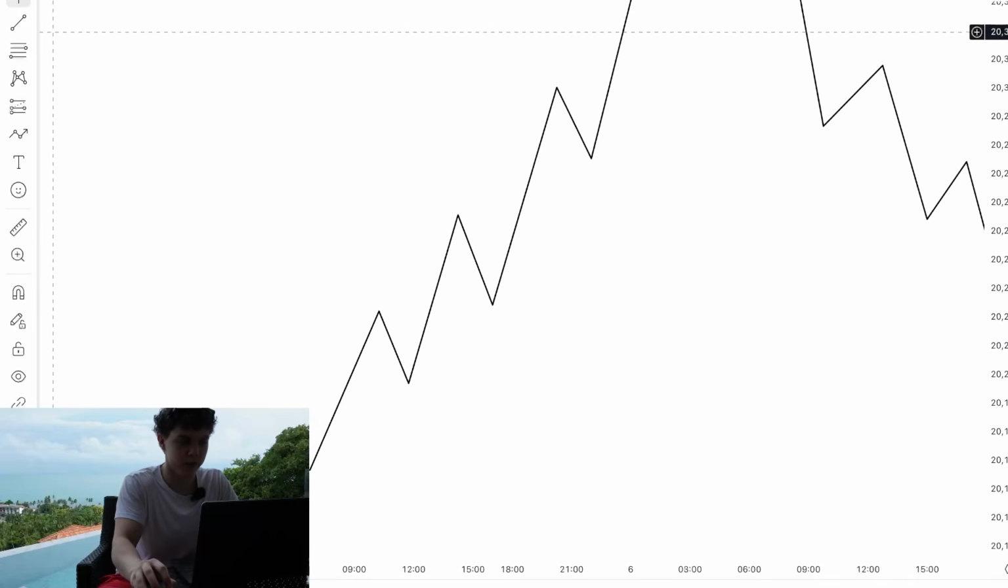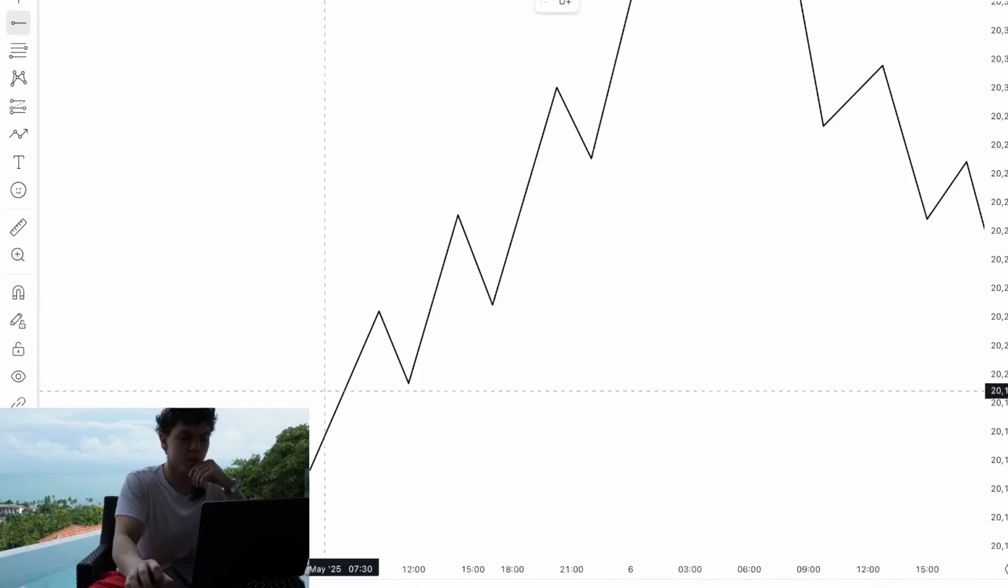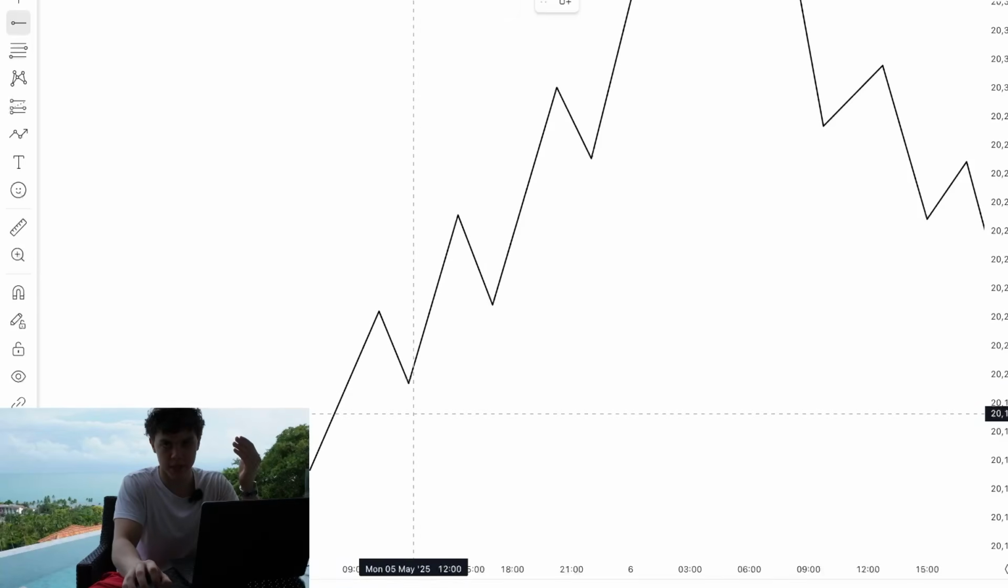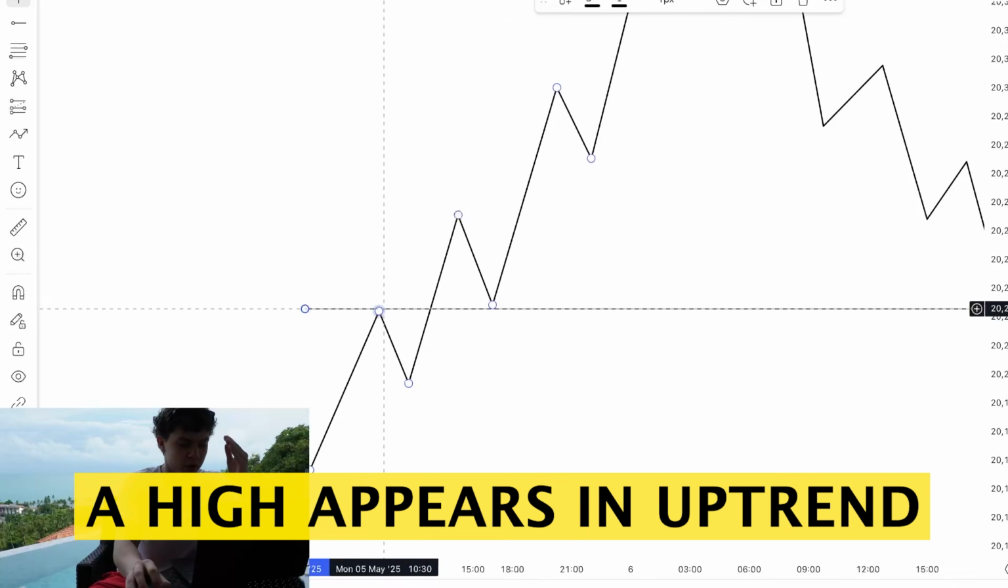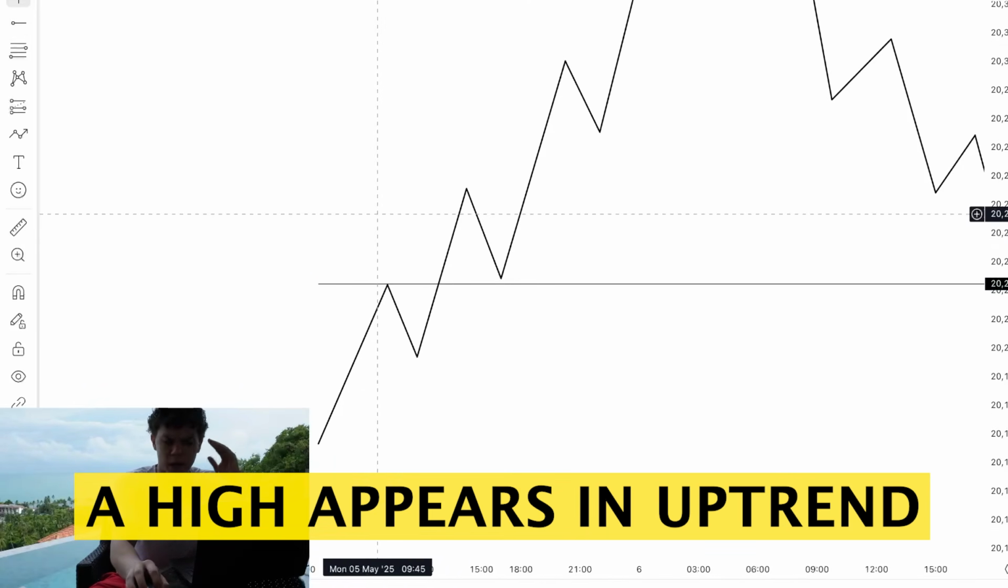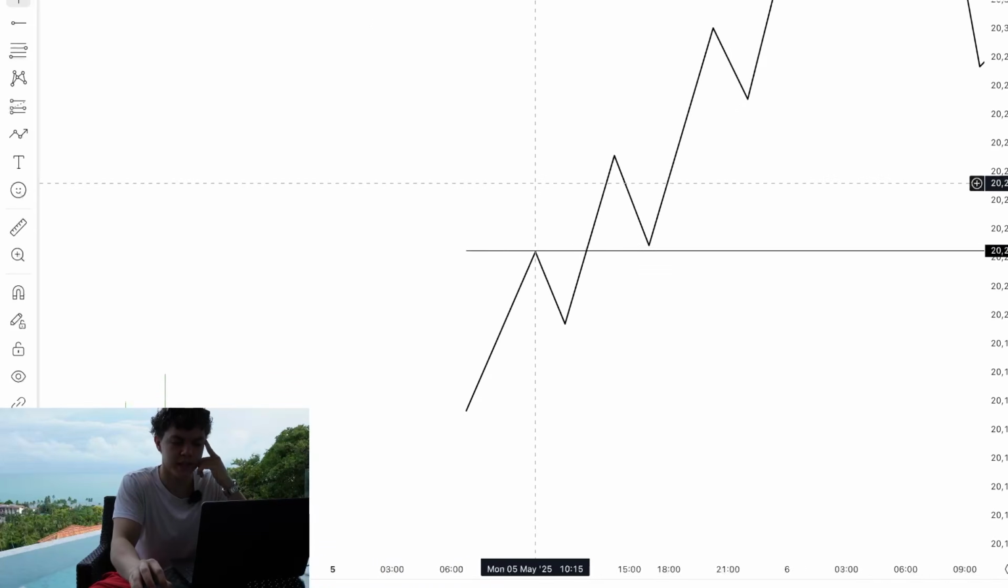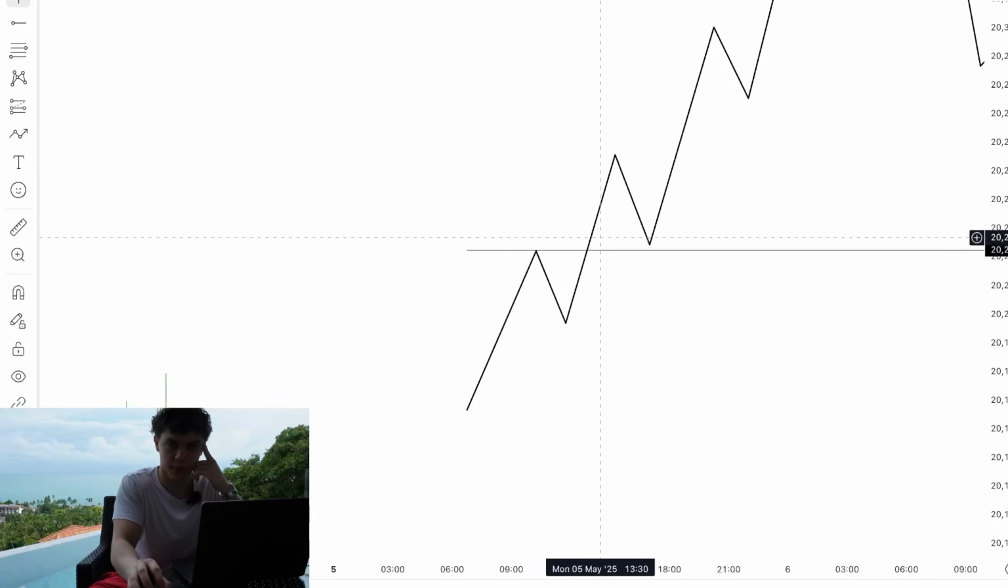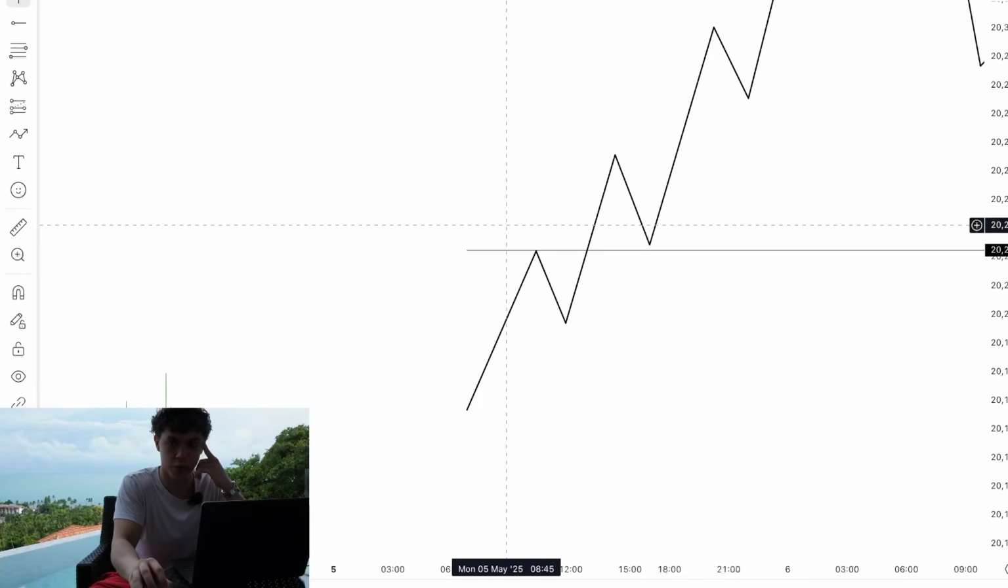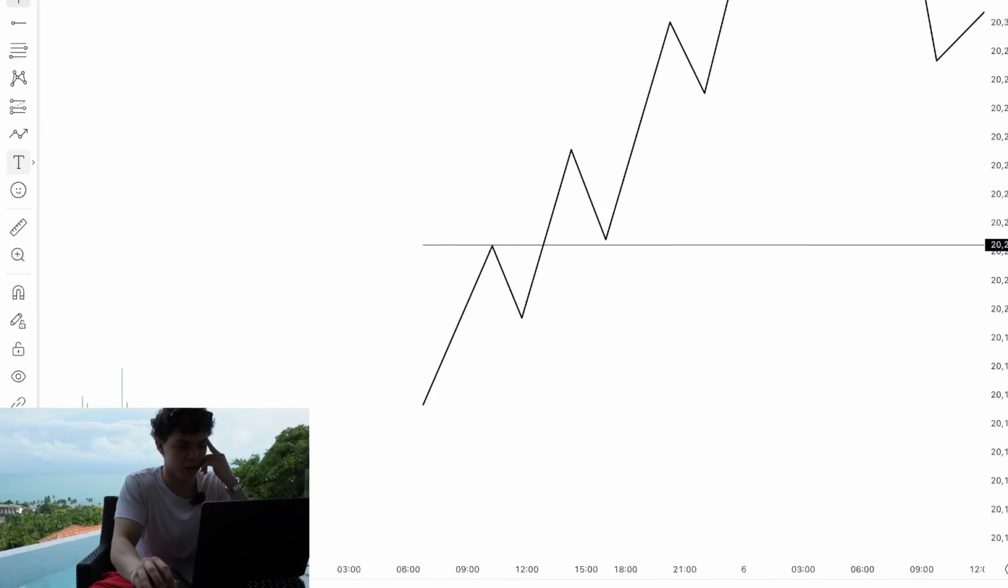Now, the reason why we have to understand that is because when there's an impulse followed by a retracement, that's when a high appears right here, because a high is created by an up candle followed by a down candle. Now, why is it important? Because when we understand where the high is, we can seek the break of structure, which is an up candle body closing above the most recent high. So that's a BOS, break of structure.